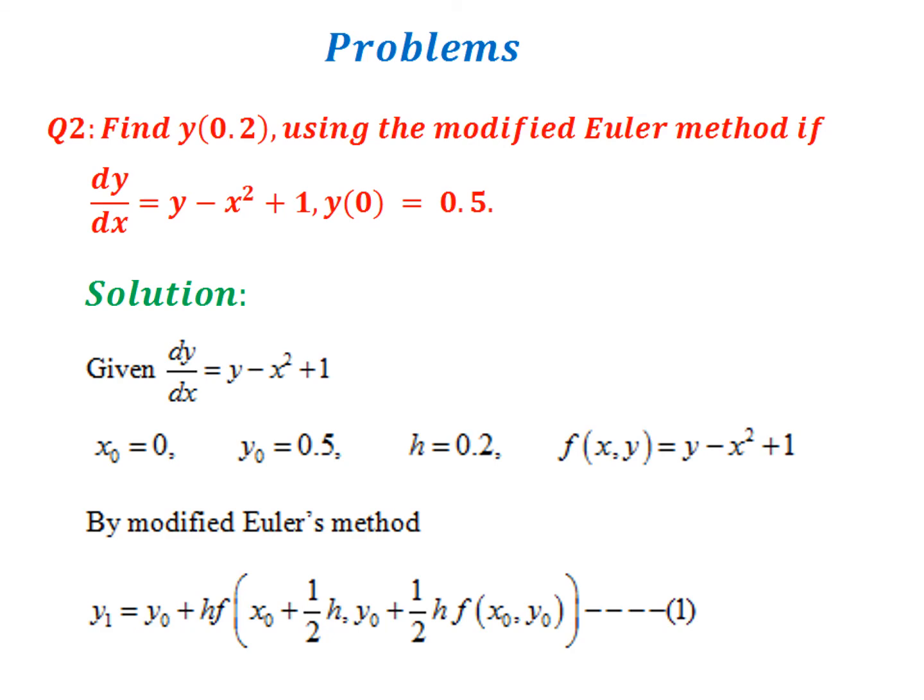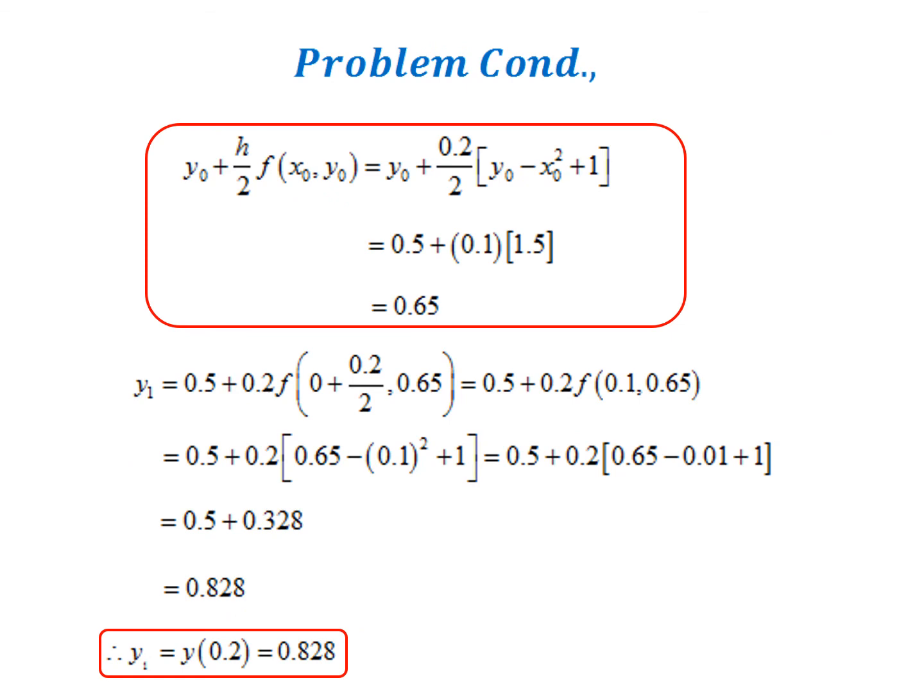By the modified Euler's formula, y1 is equal to, how will you develop this particular one? In the general form, yn plus 1 is equal to yn plus etc. From that I am just replacing n is equal to 0. Then only I will get this structure. So y1 is equal to y naught plus h times f of this particular one. Now I am replacing all the values x naught, h and y naught in this structure.